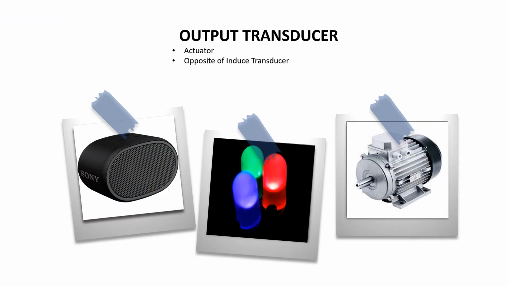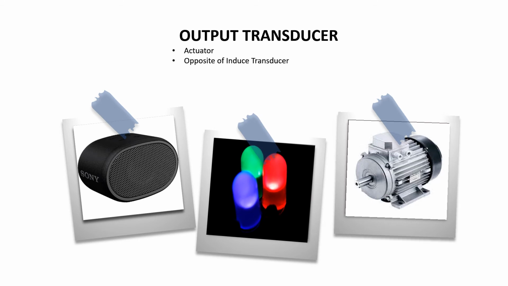The last one is output transducer, also called an actuator. It does the opposite of an input transducer as it takes electrical signals and converts them into another form of energy. These transducers respond to temperature, electromagnetic radiation intensity, force, displacement, or chemical concentration. It can be perceived by one of the human senses. For example, produce sound with a speaker or buzzer, produce light with an LED or lamp, produce movement with an electric motor or a solenoid.